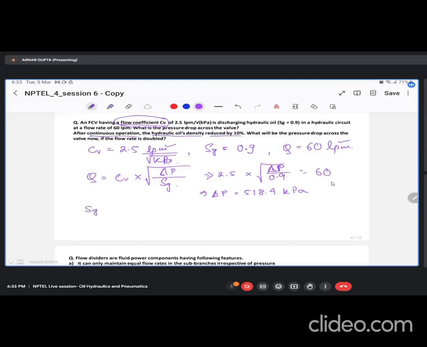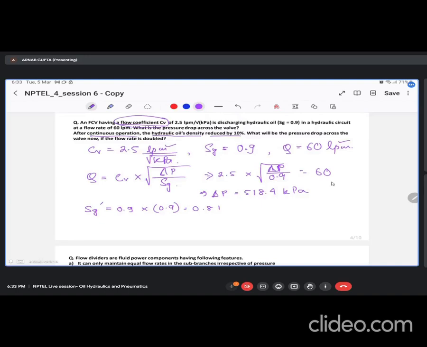So let me just write it as SG dash. That is the new SG. So that is reduced by 10%. So now your new SG is 90% of the old SG. That is 0.9 into 0.9, 0.81.